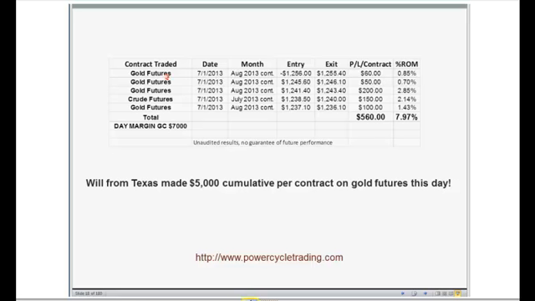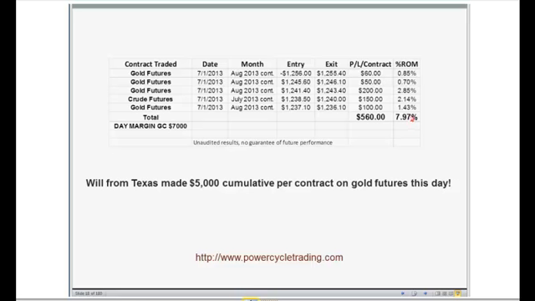So yesterday, we've been trading a lot of gold. I like to trade wherever the market's moving, and we traded pretty much gold yesterday. We had some really great trade setups, and these are just the ones that I took and called out. You can see $100, $150, $200 per contract, so a cumulative $560, and that was trading the first hour and a half of the day, and that's on gold, 7.97%.